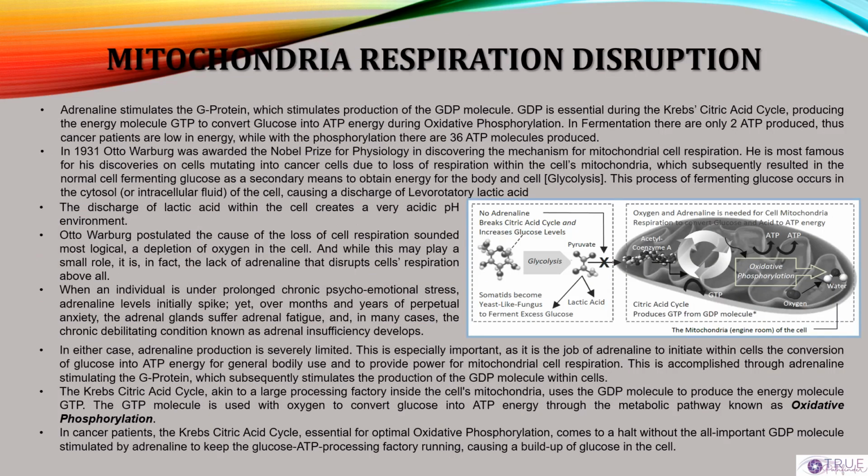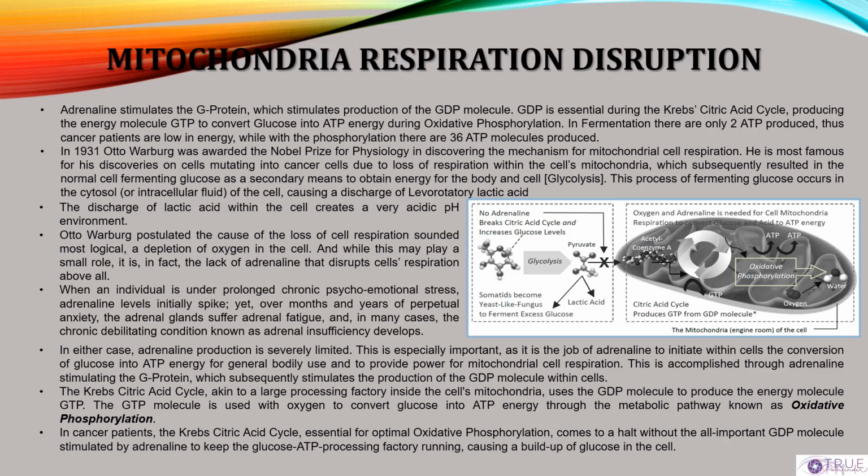As mentioned, the adrenaline stimulates the so-called G protein, which stimulates the production of the GDP molecule that is essential for the Krebs citric acid cycle, producing the energy molecule GTP to convert glucose into ATP energy during the oxidative phosphorylation. As also already discussed, when the cells go into fermentation, they produce only 2 ATP instead of the normal 36 ATP, and therefore cancer patients and other people that suffer from chronic diseases are often very low in energy.